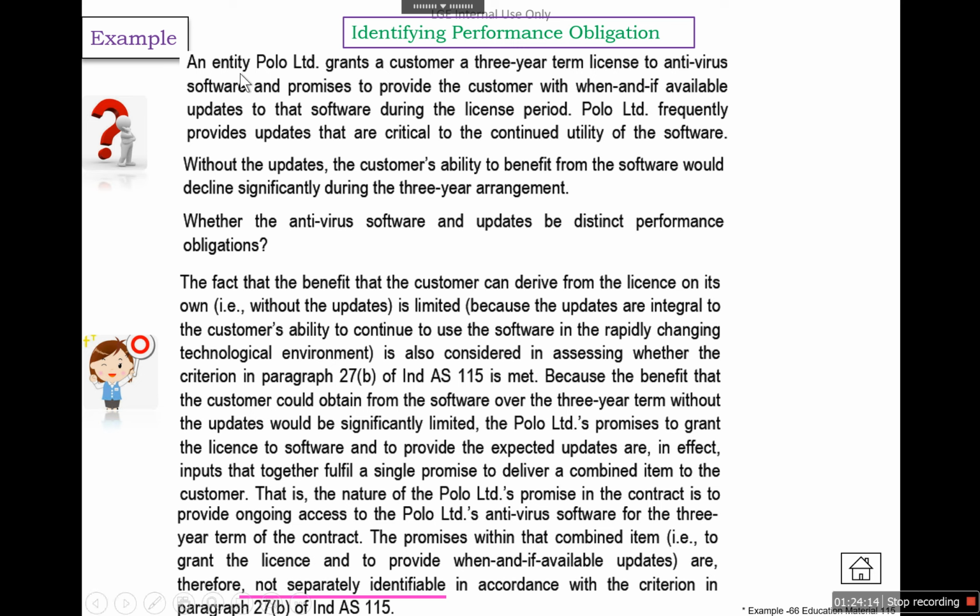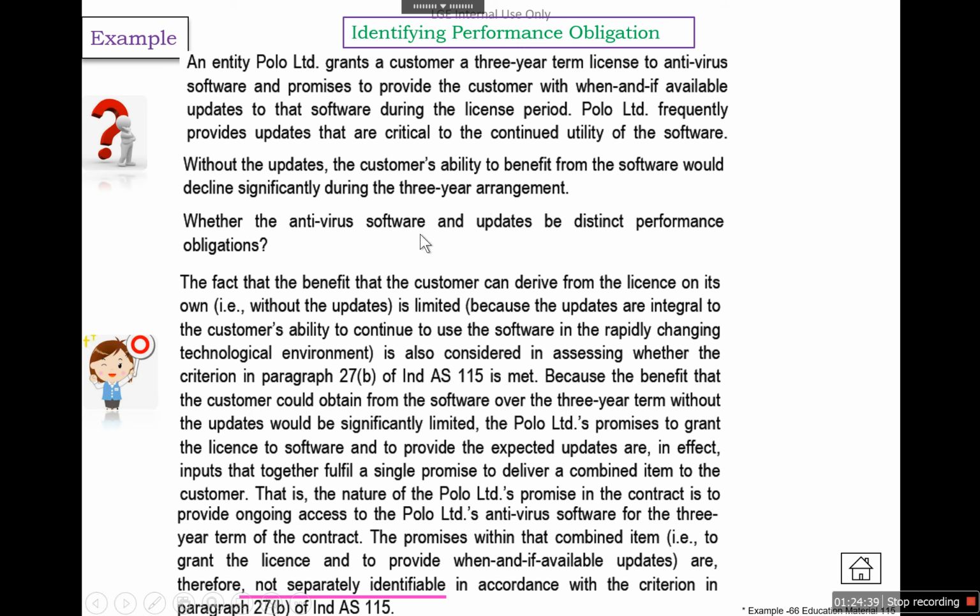So next is an entity. Polo Limited grants a customer a 3 years term license to antivirus software and promises to provide the customer with, when and if available, updates to that software during the license period. Polo Limited frequently provides updates that are critical to the continued utility of the software. Without updates, the customer's ability to benefit would decline significantly during the 3 years.